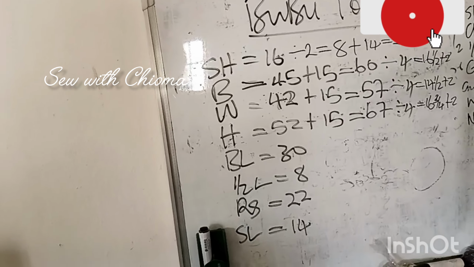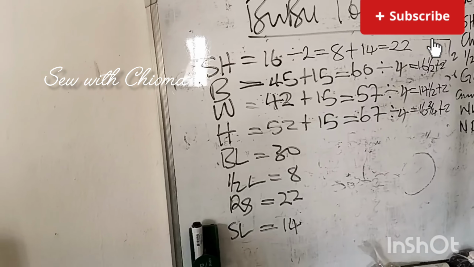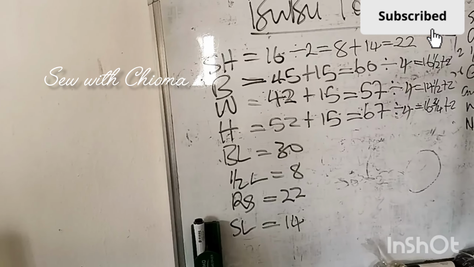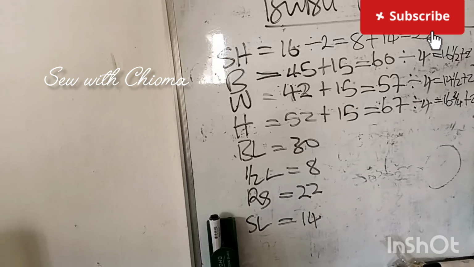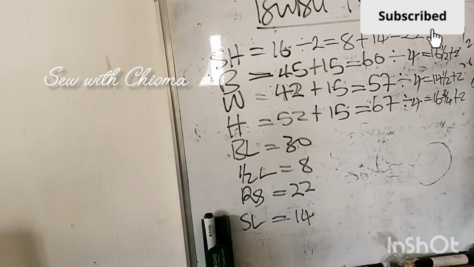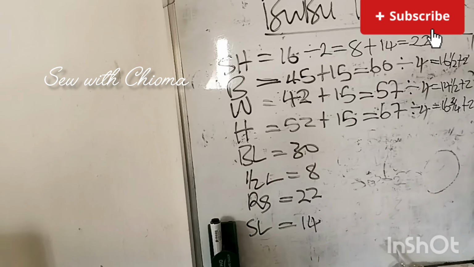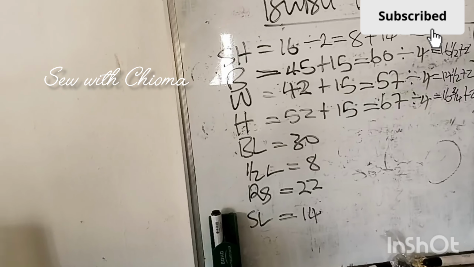Now watch my bust, waist, hip. I added 15 to each of the measurements before dividing. The reason I did that is because it's a boubou, all right? It's very free and the person wants it very free. Now you can add up to 20, up to 30, depending on how voluminous you want yours to be, okay?